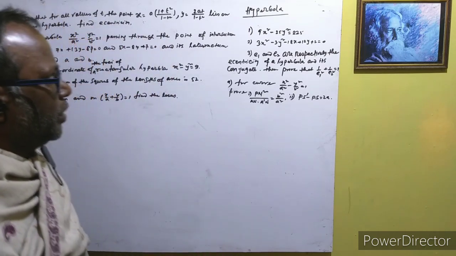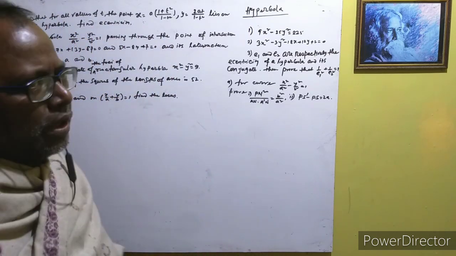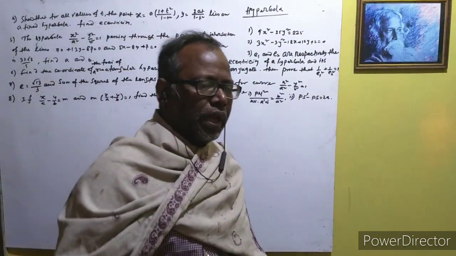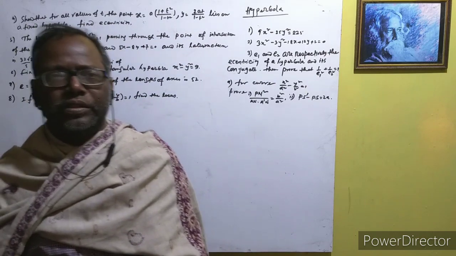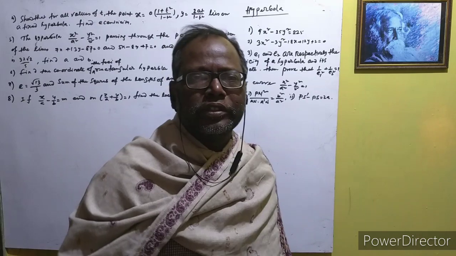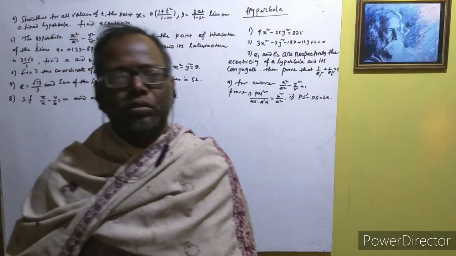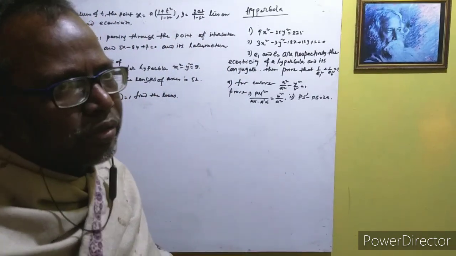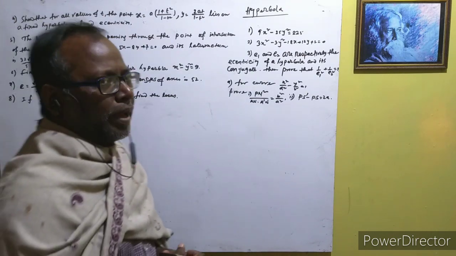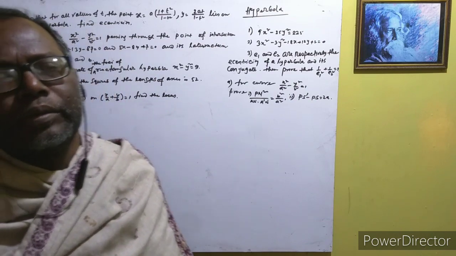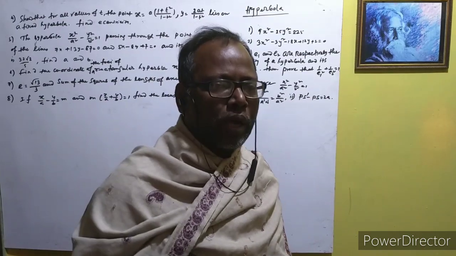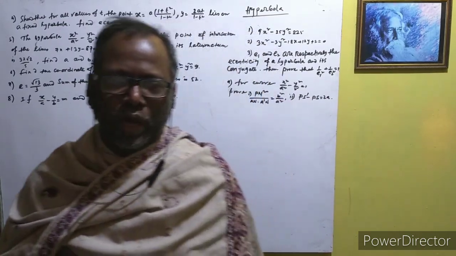From the definition of conic section, there is some point P on the curve, and S is the focus. Then PS by PM, where PM is the perpendicular distance from any point to the directrix, is equal to E, where E is called the eccentricity. For parabola, E is equal to 1, and for ellipse the value of E lies between 0 and 1, but for the hyperbola, the value of E is more than 1, okay?